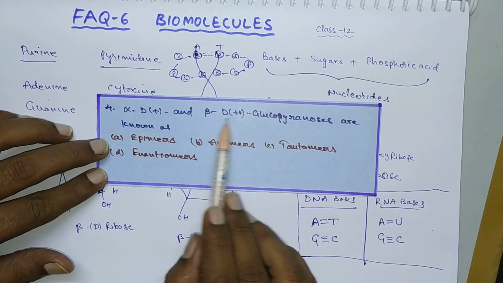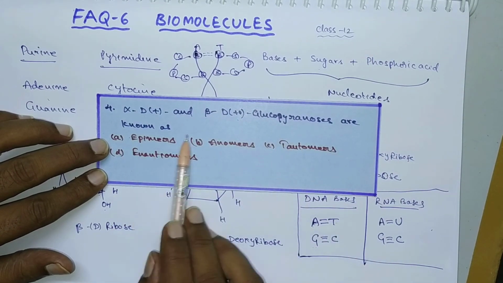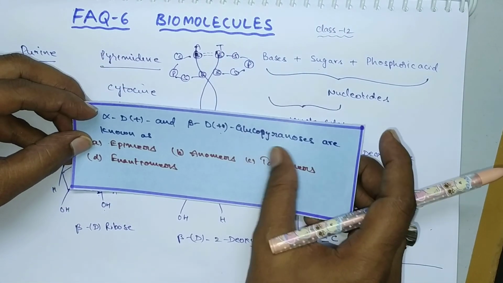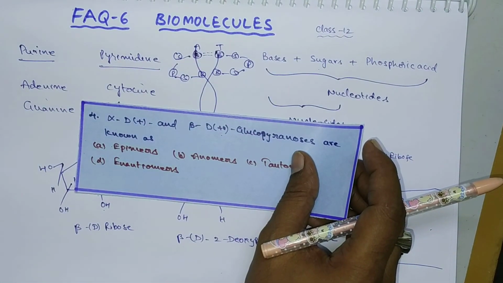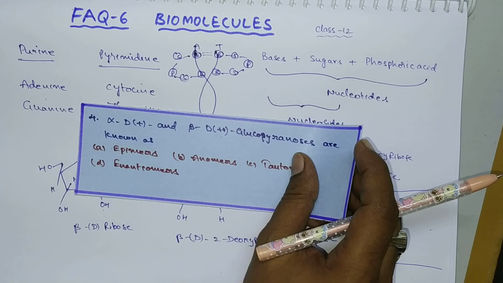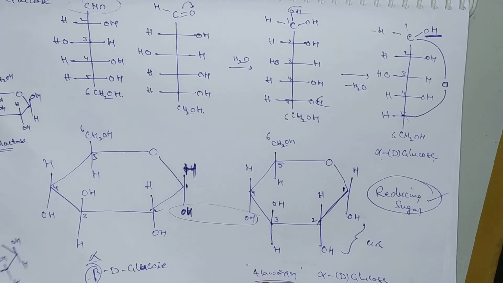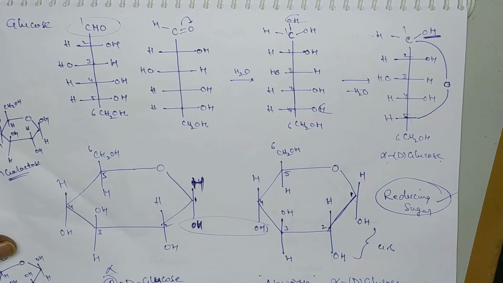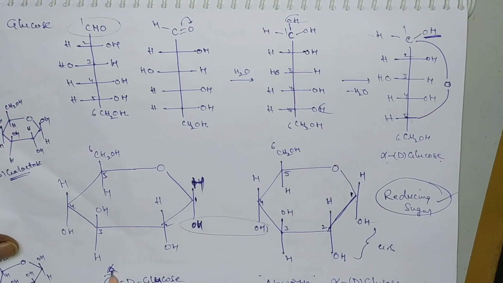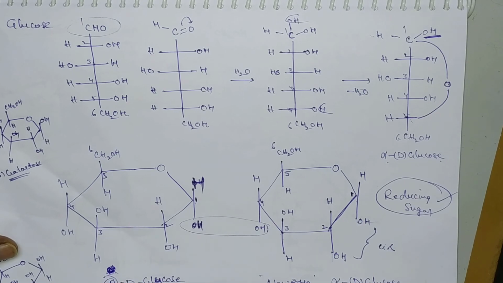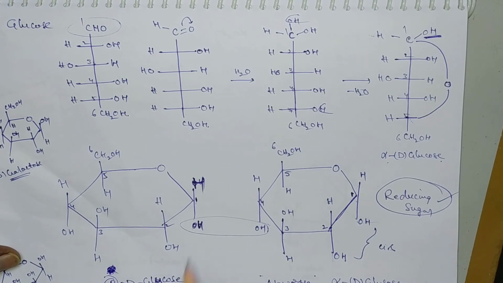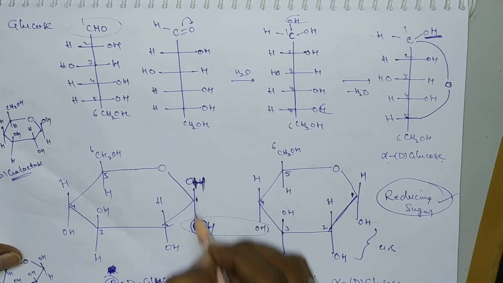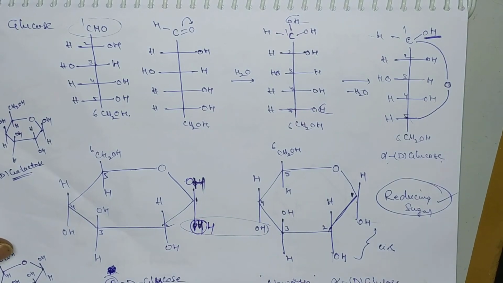And next one. Alpha D and beta D glucopyranose are known as what? Pyranose ring structure means it consists of a 6-membered ring. So alpha D glucose and beta D glucose exist in pyranose ring structures. Here are the pyranose ring structures of glucose. This is alpha D glucose. Here also this is beta D glucose. We changed it just for our convenience in the previous video. For beta D glucose, OH should be here and H should be here. Here H and OH. This is alpha D glucose.